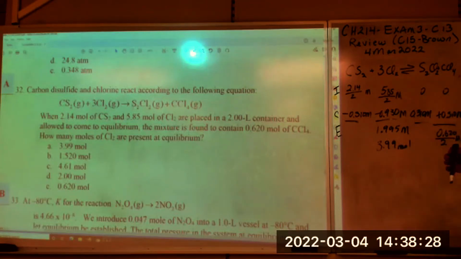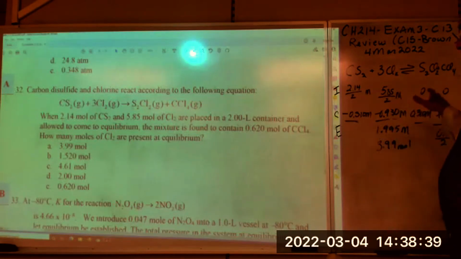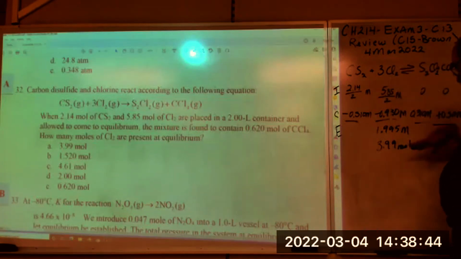Okay. I saw some wrinkled brows, so I thought I'd better explain. So we didn't even have to go to the equilibrium expression. We just had to have the balanced equation and run our ICE table, and it gave us the answer.